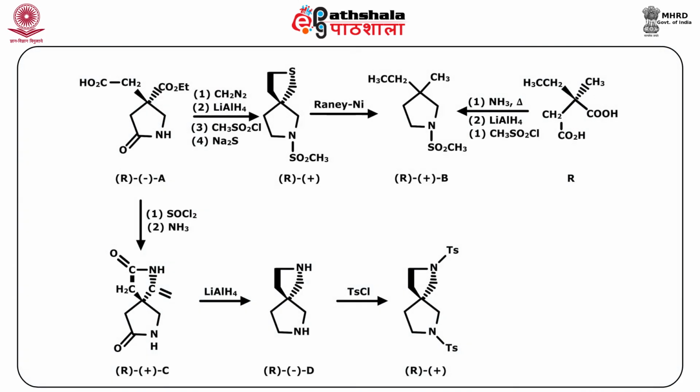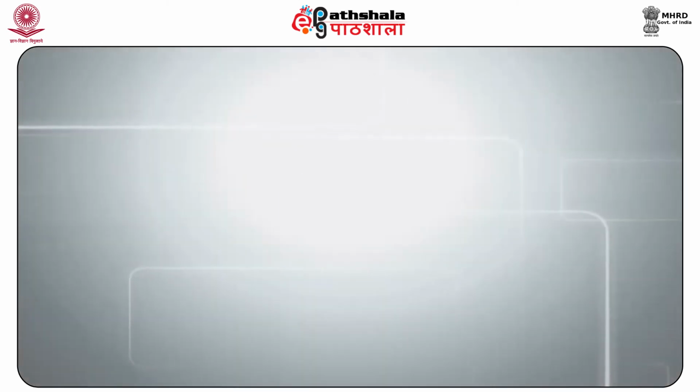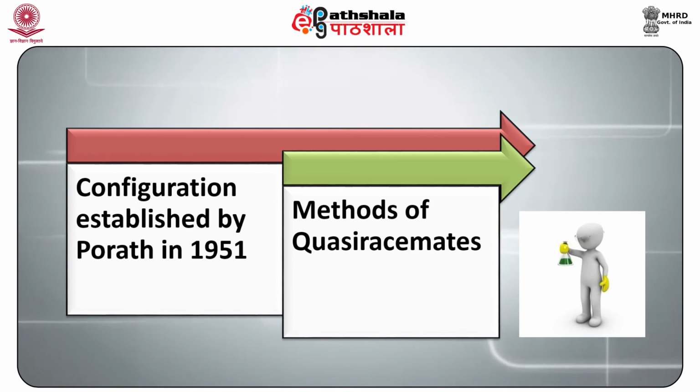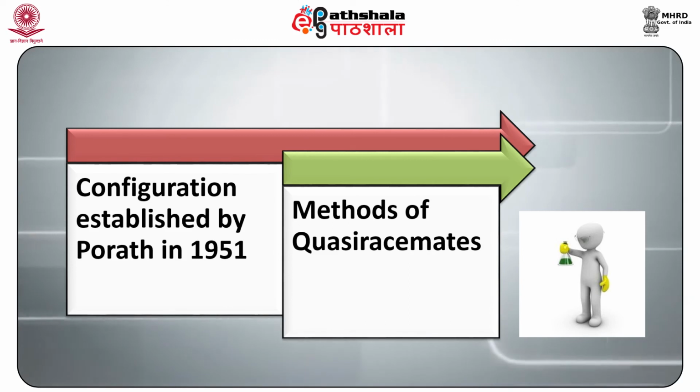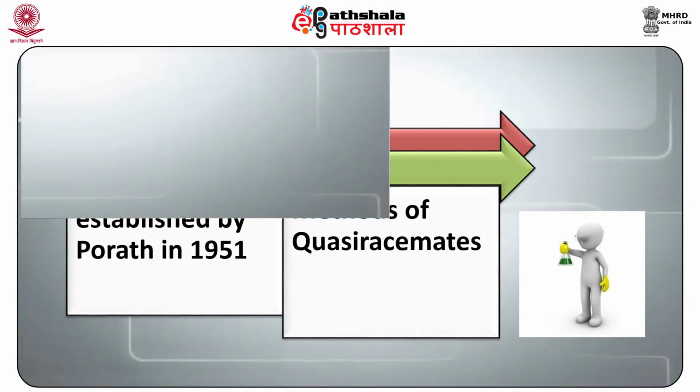You can see the configuration of the key intermediate R levorotatory A, shown in this figure, was established by the conversion of the sulfonamide R dextrorotatory B, whose enantiomer was chemically correlated with S methyl ethyl succinic acid. The configuration of the latter had been established by Berlin in 1951 by the method of quasi-racemates.